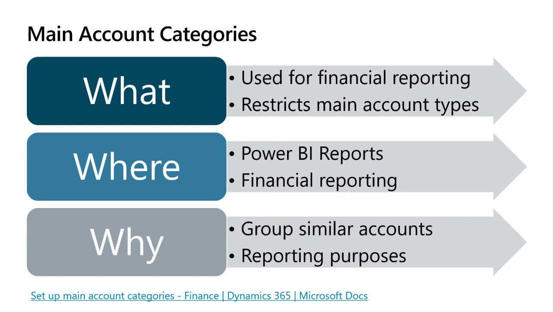Main account categories are used to group similar main accounts together and primarily serve a reporting function. You can also select a main account type to restrict the categories that can be selected. With Dynamics 365 Finance, the main account categories are used in the Power BI reports and financial reporting reports that are provided out of the box.